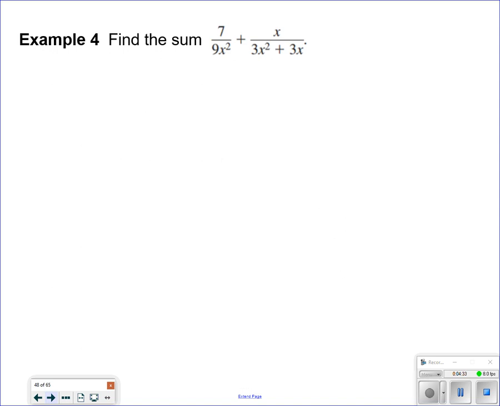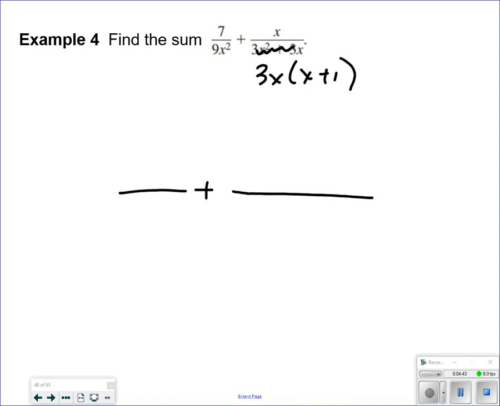The first one is a binomial, but the second one is not, so I need to try to factor it. All right, so notice 9x squared and 3x. So I factored this, so I'm going to go ahead and cross it off. 9x squared and 3x are both monomials, so I need to come up with the common denominator, and the common denominator would be 9x squared. And then they both need an x plus 1.